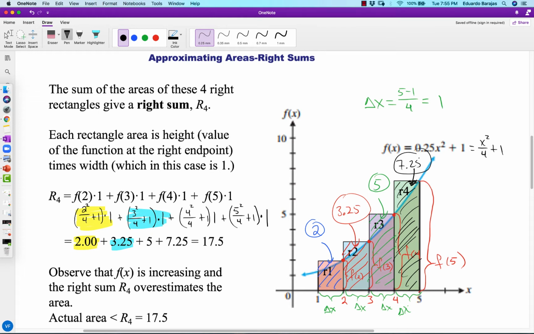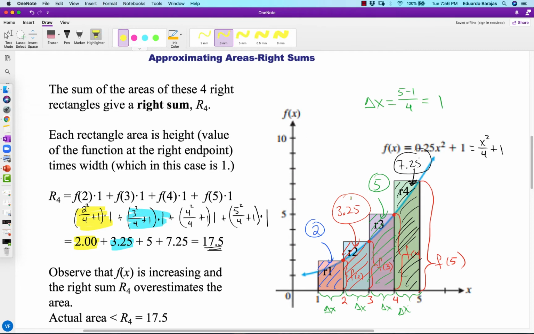Okay, so if we add all 4 of them, we end up with 17.5. And so that becomes my best guess for the area underneath the curvature of the function f of x between x equals 1 and x equals 5. Clearly, this is an overestimation. If you notice, the height of each rectangle covers a region that is clearly above the function. So there's all these little pieces that are going to be an overestimation.